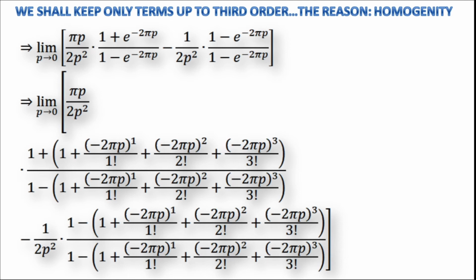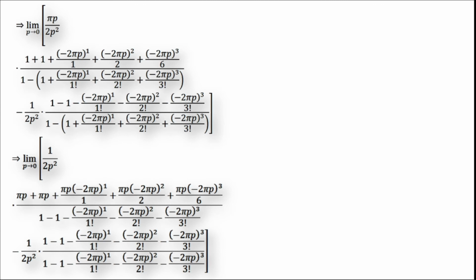So I have just expanded the exponential series. If you remember the exponential series, e power x is given by 1 plus x by 1 factorial plus x square by 2 factorial plus x cube by 3 factorial, and so on. So as I already told you, we expand only up to the third power of p. That's all. We expanded the series.